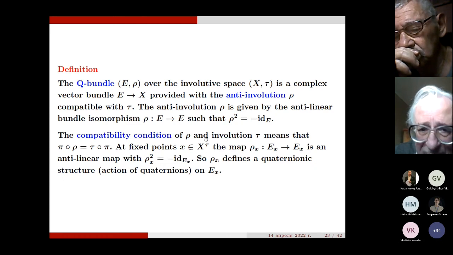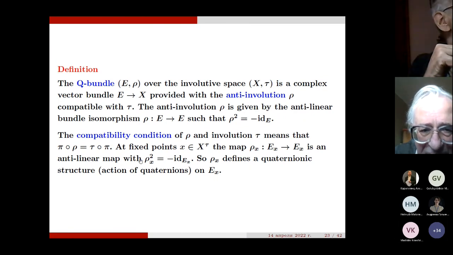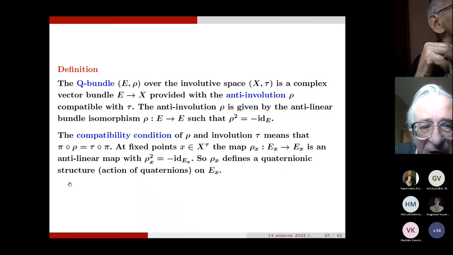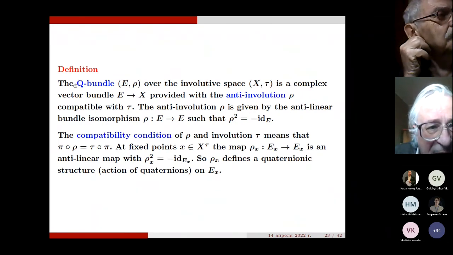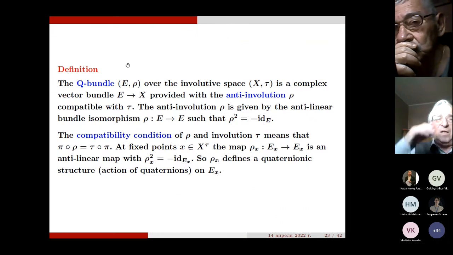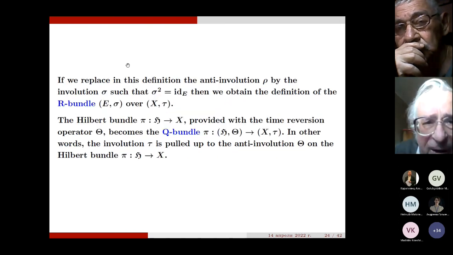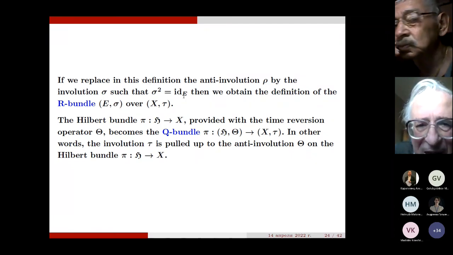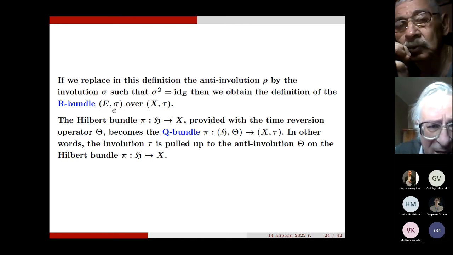At fixed points of our involution, the map rho_x from E_x to E_x is an antilinear map with rho_x squared equal to minus identity, as I already said. So rho_x defines a quaternionic structure, a action of quaternions, on this fiber. And in fact, this is the reason why we call this a Q bundle. So these are kind of quaternionic bundles. If we replace in this definition the anti-involution rho by an involution sigma, such that sigma squared is identity, then we obtain the definition of the R bundle (E, sigma) over X^tau.